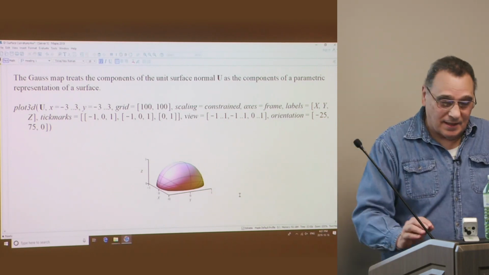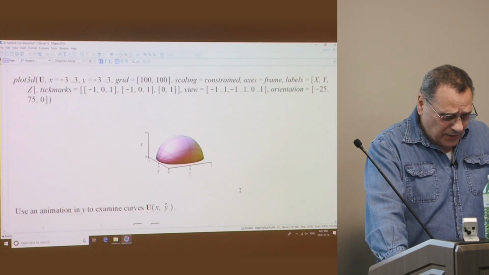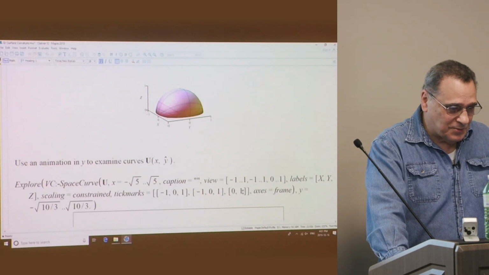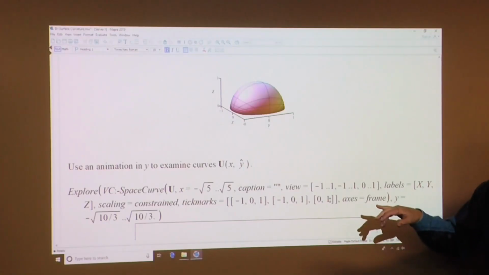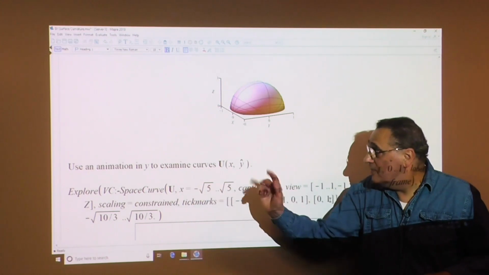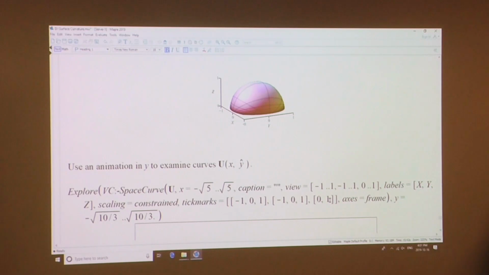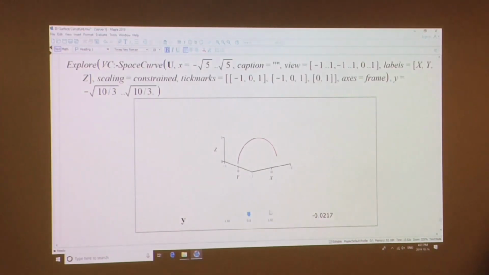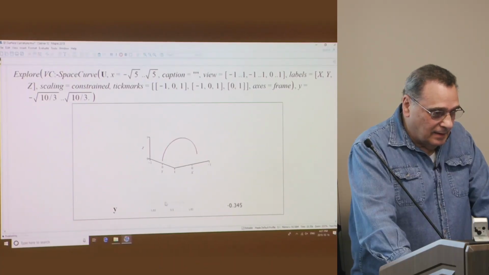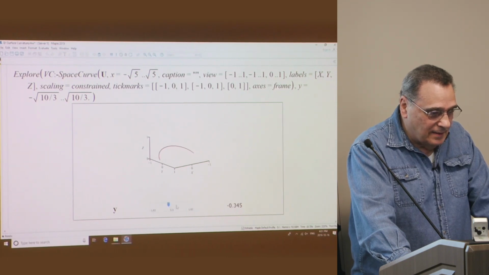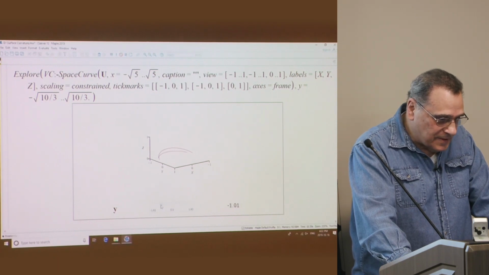But it has these funny lines on it. What are those lines? So I said, okay, let's explore the lines. So let's draw some space curves. Let's fix y, but control it by a slider, and graph it with respect to x. And so I got this guy, and it's showing me the curves that I saw on that hemisphere.